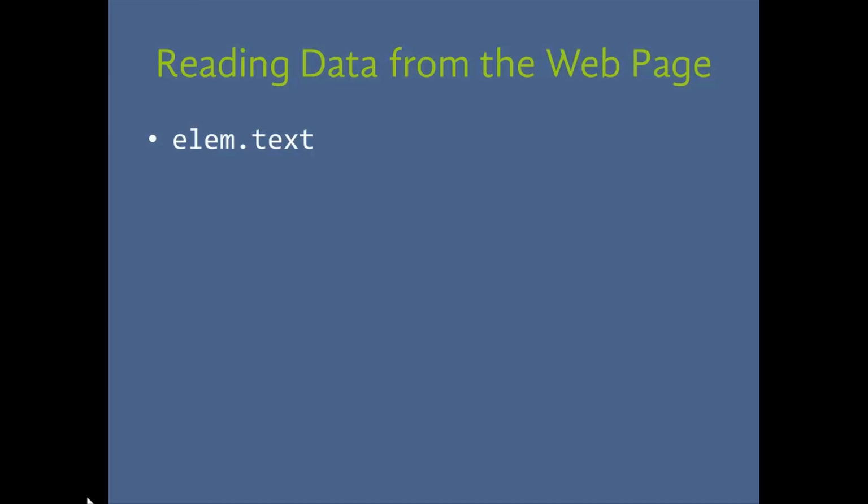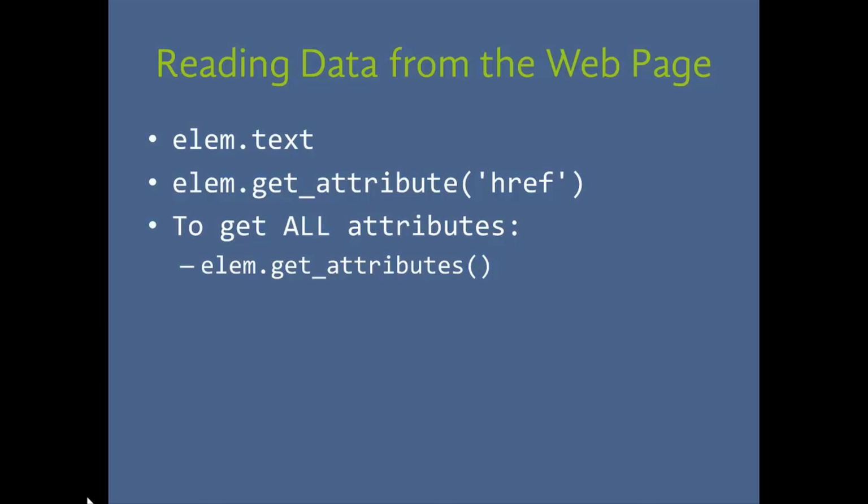If you want to look at the HTML in this element, say you have a link element and you want to see where that link goes, and so you want to look at what the href value is, you can just call get attribute and pass it href. Another weird wart: you might think that if you wanted to get a list of all the attributes for that link or for that element, you just call get attributes. Unfortunately, for whatever reason, this doesn't exist.